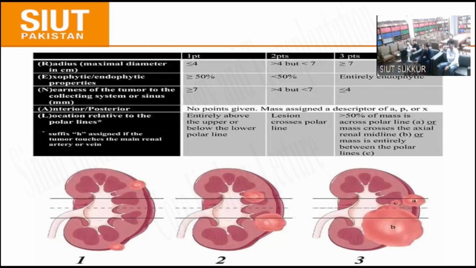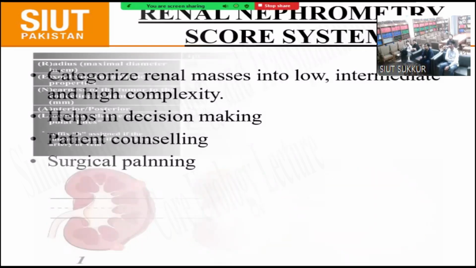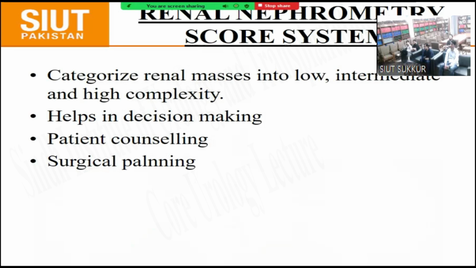So the nephrometry score is very helpful in characterizing renal masses into low, intermediate, or high complexity, and it also helps in decision making for the surgery, for patient counseling, and for surgical planning.